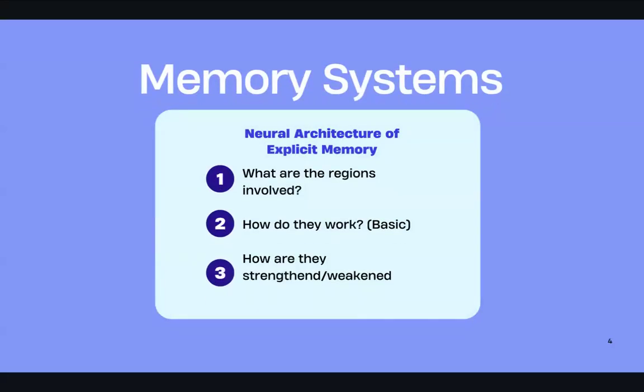Okay, now going into memory systems, just a brief overview. We're going to be talking about the neural architecture of explicit memory, just what are the regions involved, a basic overview of how they work and how they're strengthened and weakened.